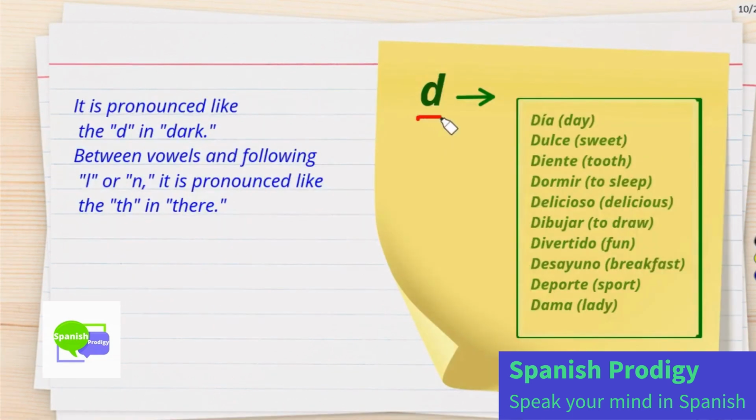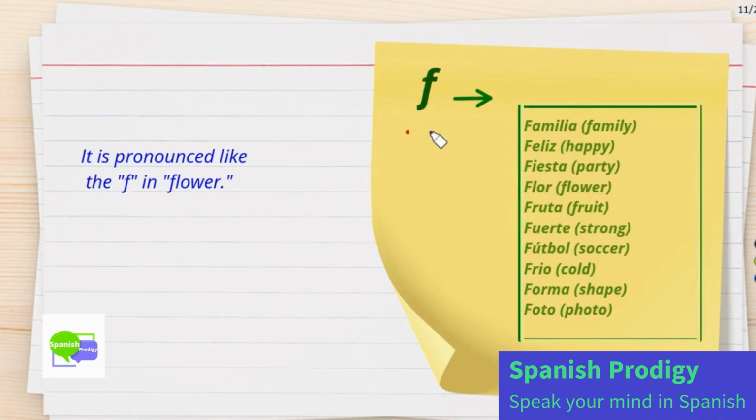Now, the letter D. It is pronounced like the D in dark. Between vowels and following L or N, it is pronounced like the TH in there. The letter F. It is pronounced like the F in flower.